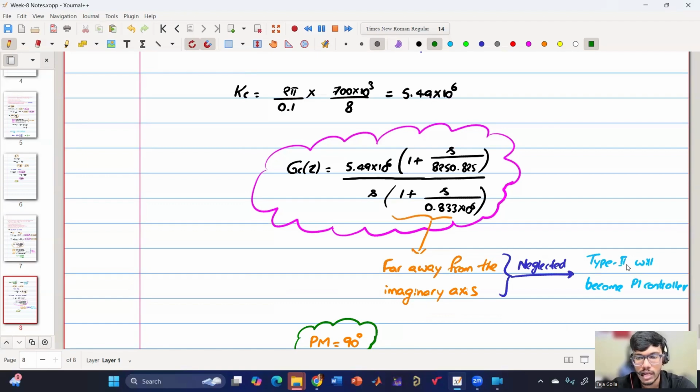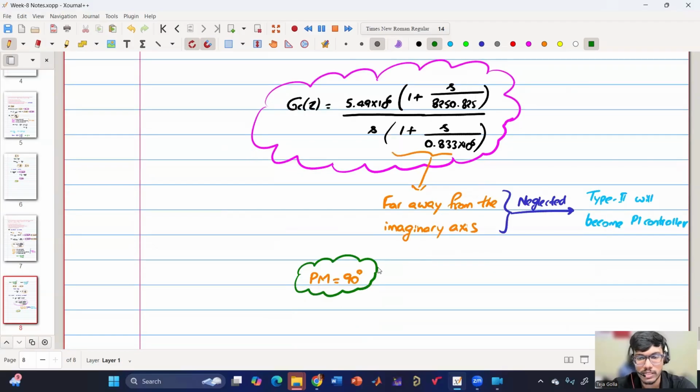And then this type 2 can also become a PI controller if this pole is too far away that it can be neglected. And then we have seen the phase margin is 90 degrees in both ideal as well as non-ideal buck converter operating under current mode control, because all the poles and zeros are getting cancelled. Unlike voltage mode control, we don't have any additional pole to tune bandwidth as well as phase margin, because we are doing the pole zero cancellation. All the poles and zeros are cancelled and we are left with the integrator.